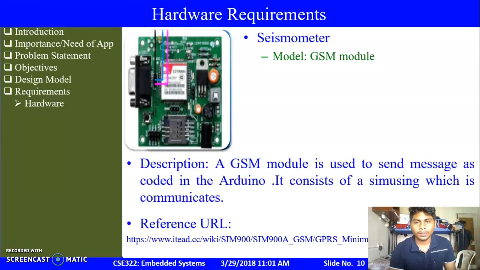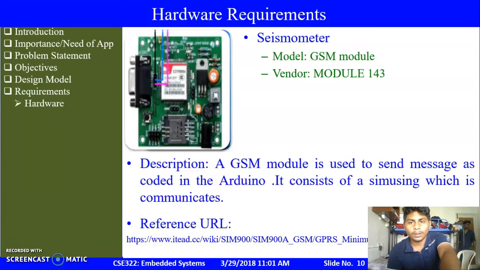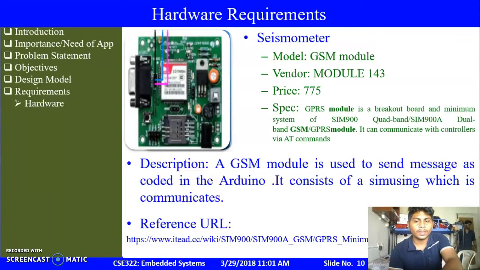This is the GSM module. It's from the same vendor as the Arduino. The price is 775 rupees. Specification: the GPRS module is a breakout board on the minimum system of SIM900 quad band, a SIM900A dual band GSM GPRS module. It can communicate with controllers via AT commands.